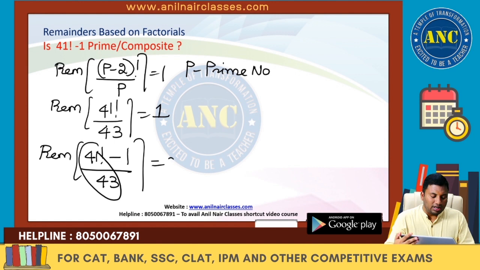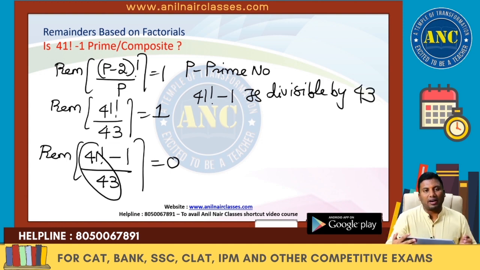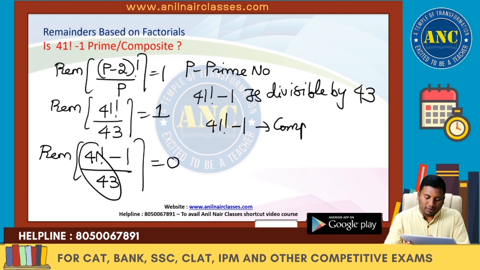1 minus 1 is 0. That means 41 factorial minus 1 is divisible by 43. Are you all with me? Seems like a very difficult question, but actually it's an easy question. 41 factorial minus 1 is divisible by 43. Hence, 41 factorial minus 1 is a composite number. I hope the idea is clear.